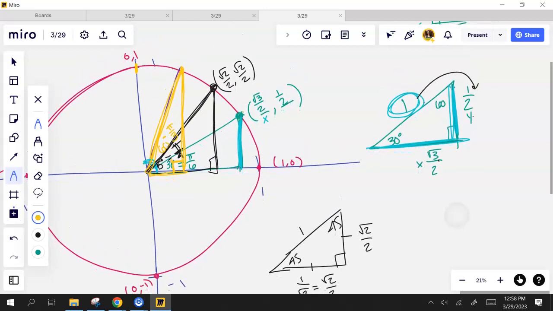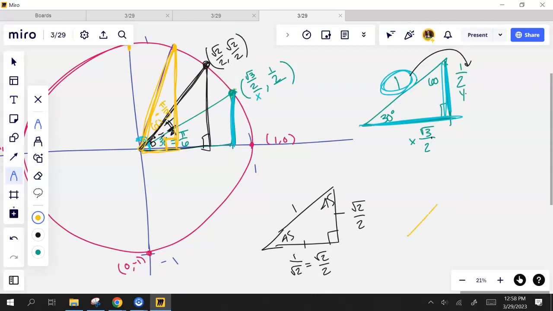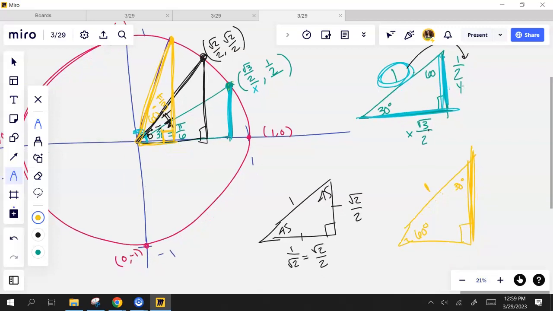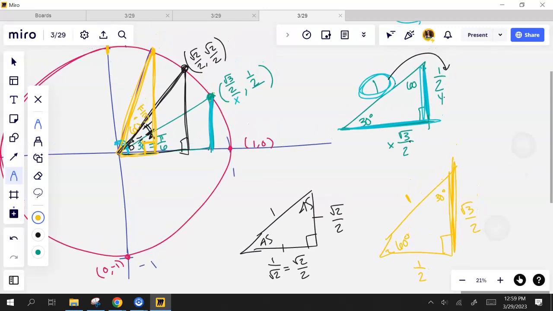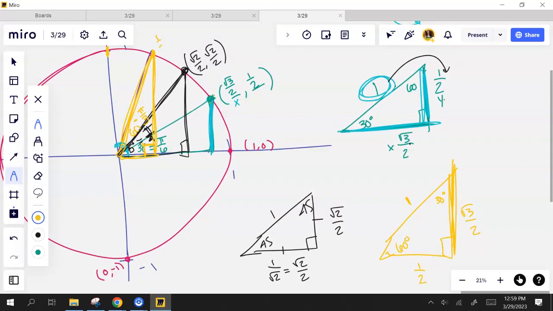I've got another 30, 60, 90 triangle, but this time I'm starting with a different leg. This time my long leg is over here. So my values are the same, but they've switched places. Do you see that? So now this one is 1/2, and this one is square root of 3 over 2. It's the same triangle, just turned the other way.